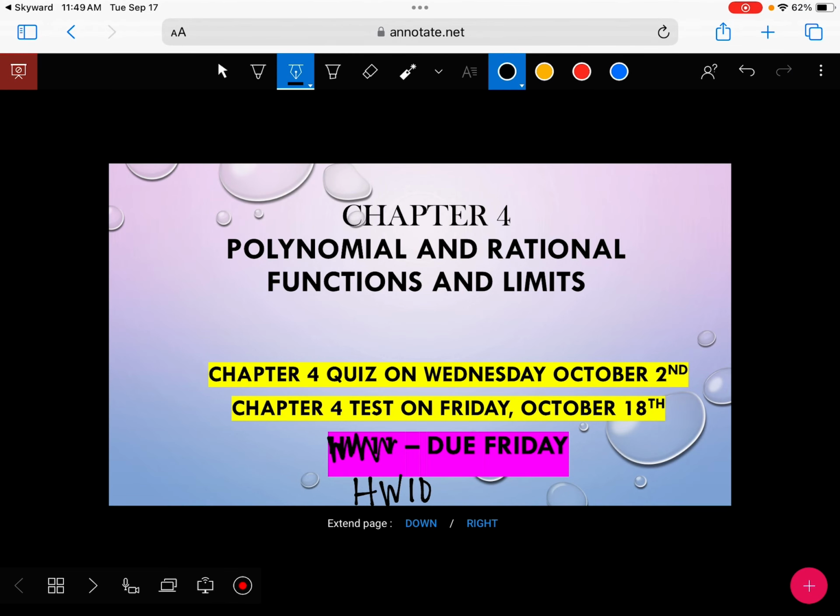Looking at a graph and determining the limit. The purple packet is your note packet for today and tomorrow. So today and tomorrow, Tuesday and Wednesday, will be in the purple packet. And then Thursday, we're going to get back to graphing. So you need to have graph paper if you don't already.